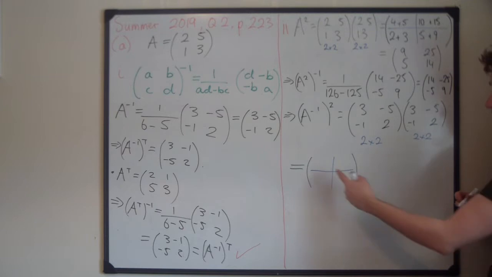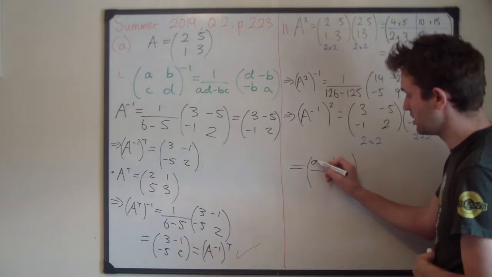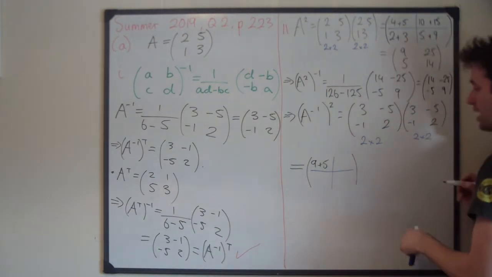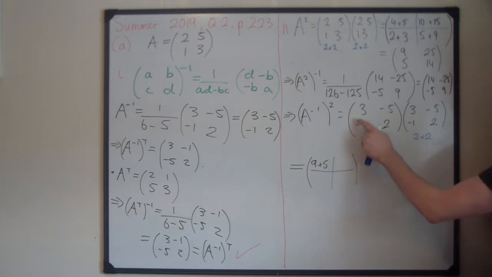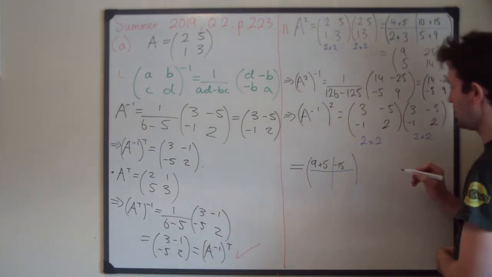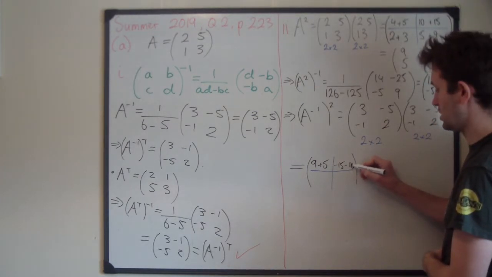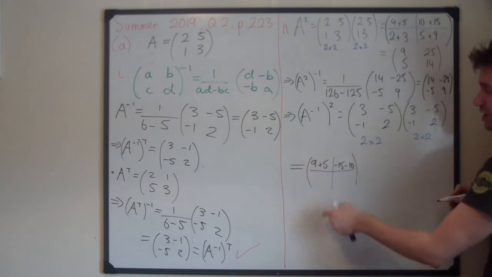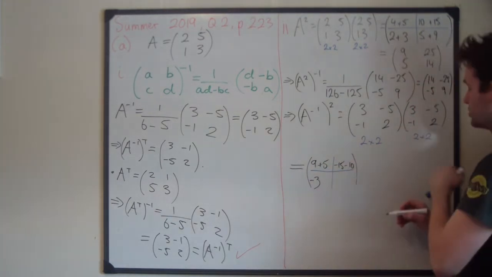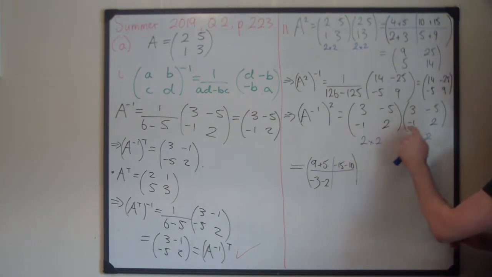And now we multiply rows by columns. This is row 1, column 1, row 1 by column 1. 3 by 3 is 9, plus minus 5 by minus 1 is 5. And then this one is row 1, column 2, row 1 by column 2. 3 by minus 5 is minus 15, plus minus 5 by 2 is minus 10. And this one is row 2, column 1. Minus 1 by 3 is minus 3, plus 2 by minus 1 is minus 2.